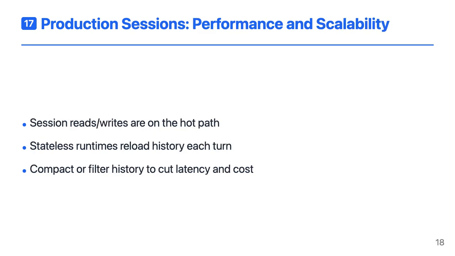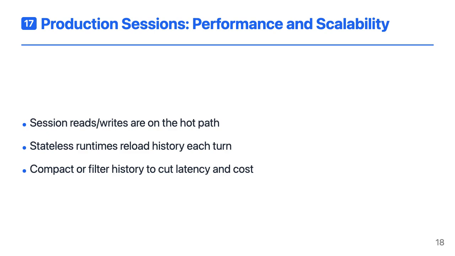Every user interaction touches the session store, so performance is critical. Because runtimes are typically stateless, they reload the entire session history at the start of each turn, which adds network and serialization overhead. To keep latency low and throughput high, you want to reduce how much data you move and process. That's where history compaction and filtering come in, removing old or irrelevant details before they ever hit the model or the network.